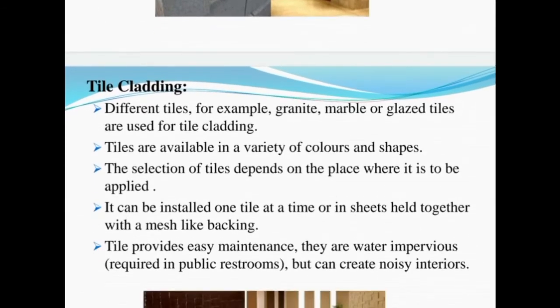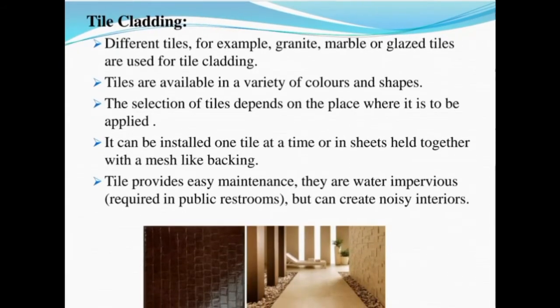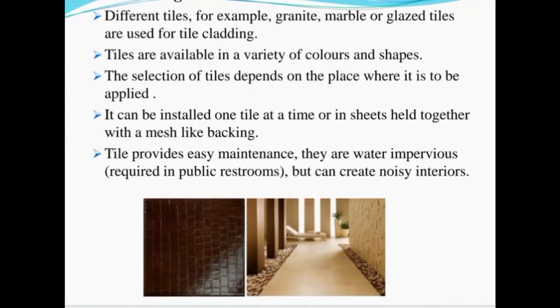Next we are going to see about tile cladding. Nowadays tile cladding, for example granite, marble, and glazed tiles, is used, and they are available in various colors and shapes. Depending upon the tiles and where they have to be placed, the tile cladding material is used for wall finishing, and it can be installed one tile at a time, or used as a group of sheets held together with a mesh-like bracing, and it provides easy maintenance, and they are water impervious.